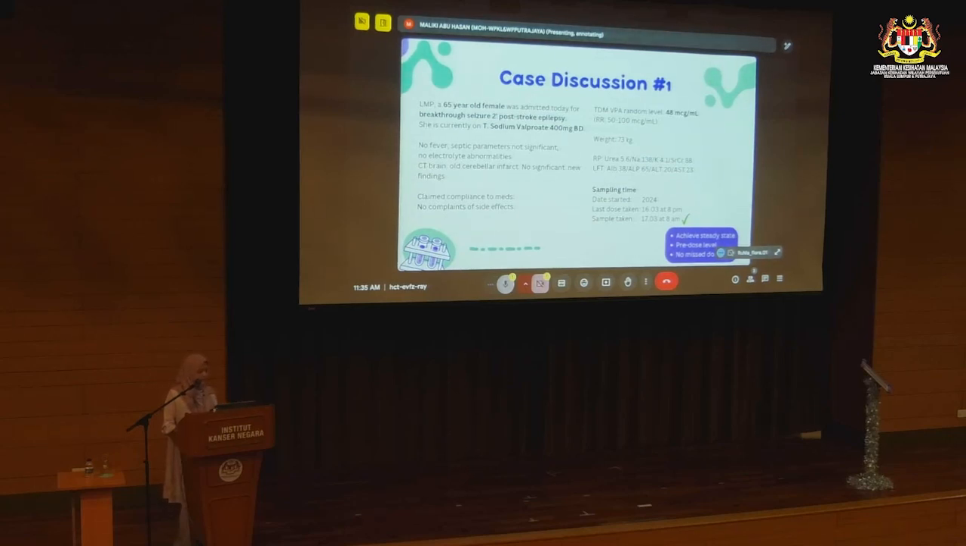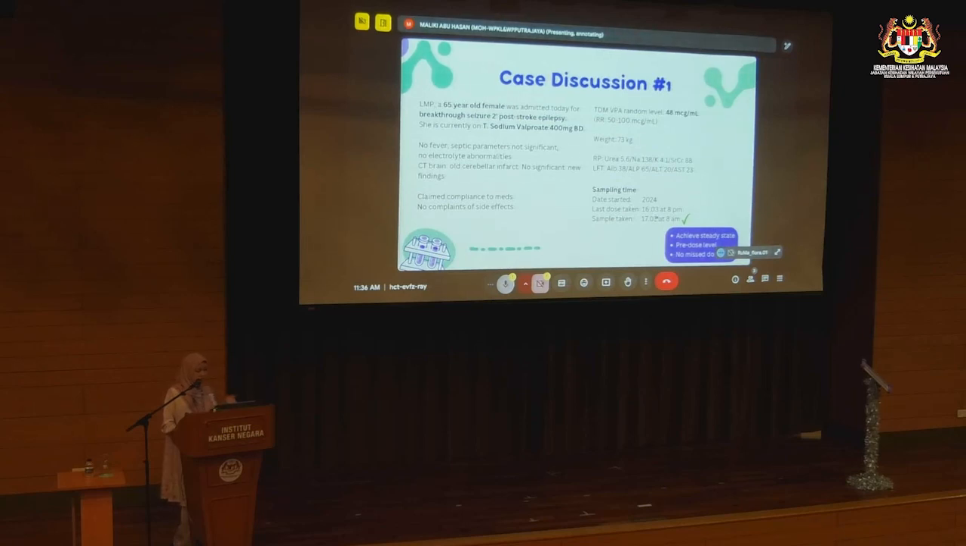So the patient claimed compliance to medication. She has no complaints of side effects. So the TDM valproate was taken. The level was found to be 48, and our reference range is actually 50 to 100. So these are all her lab investigations, and they did a TDM for her.